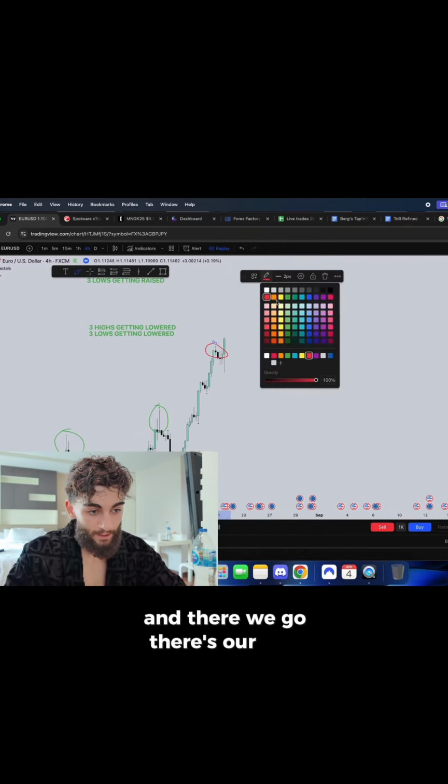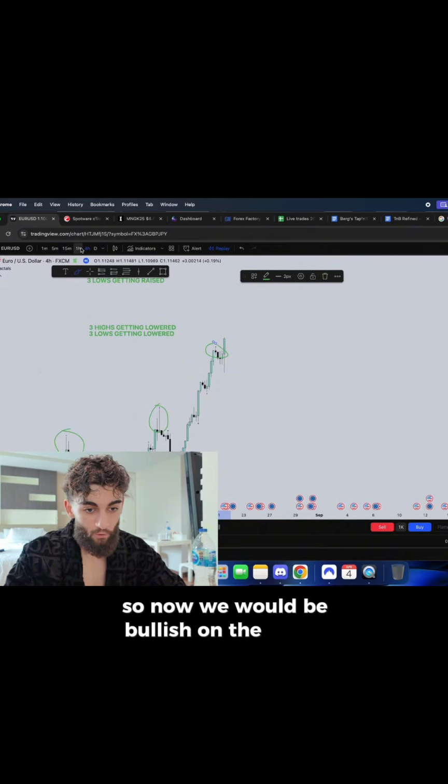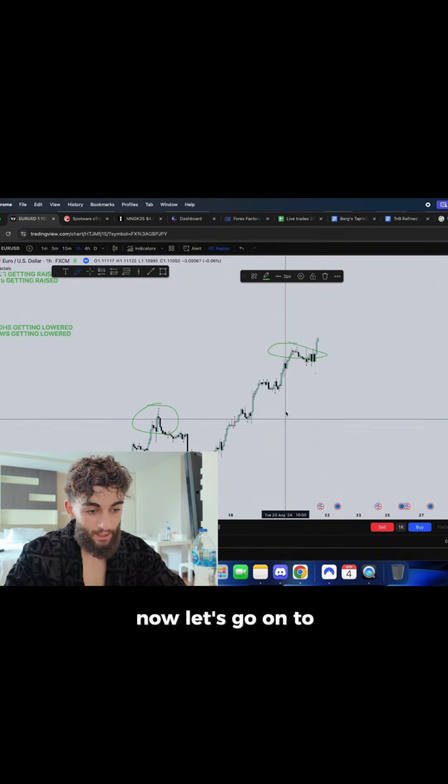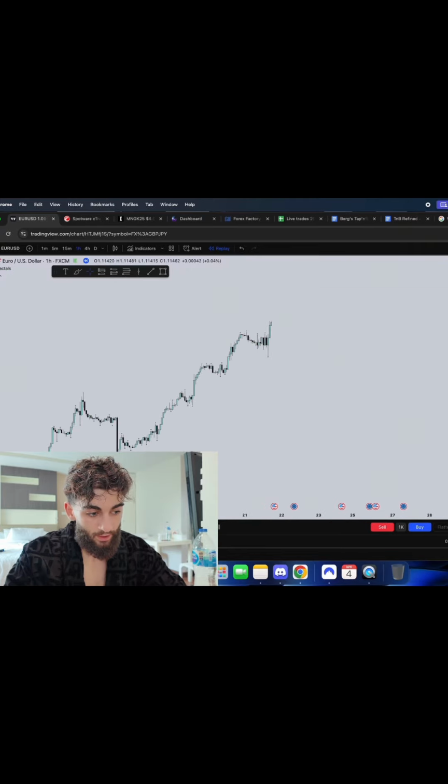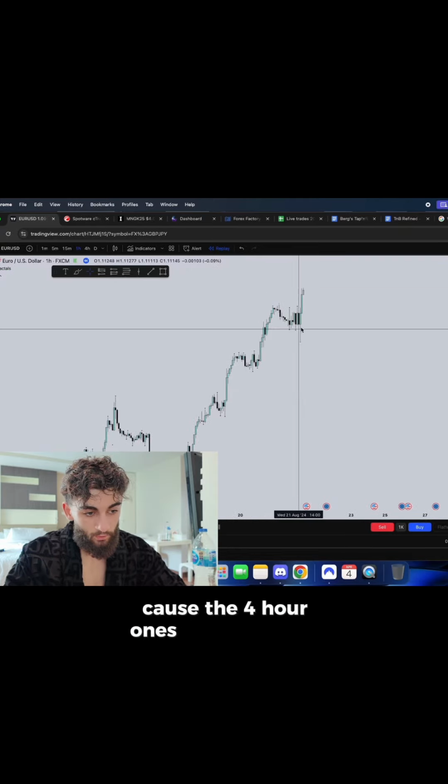There we go. There's our high. So now we would be bullish on the 4 hour time frame. Now let's go on to the hourly and make sure we're bullish there too. Okay, so we can blank off the chart. I'm not going to circle these ones because the 4 hour ones are already in the way.